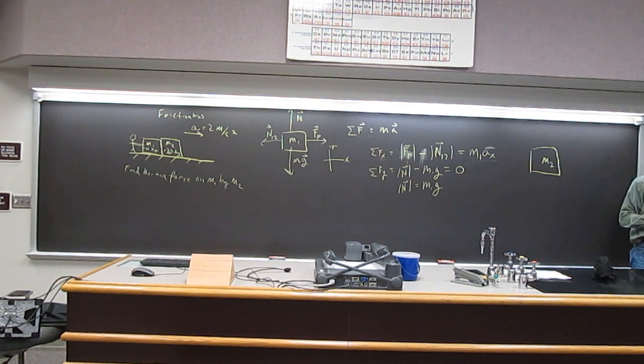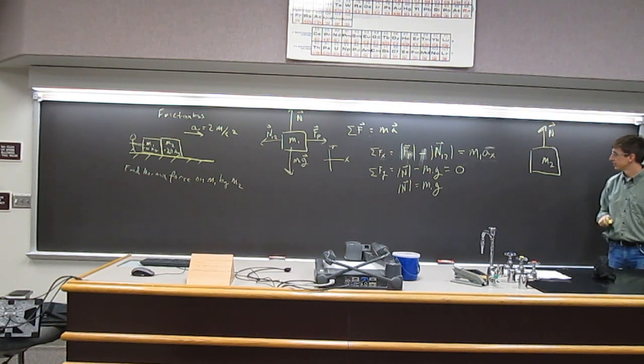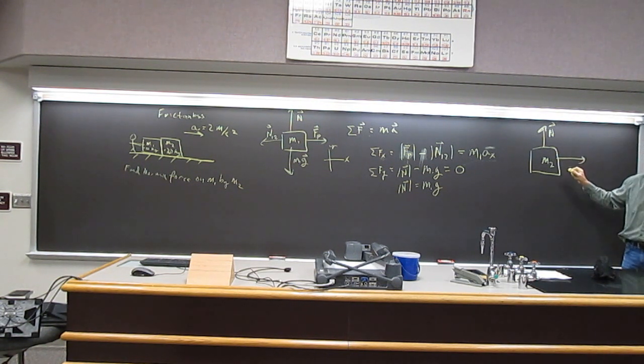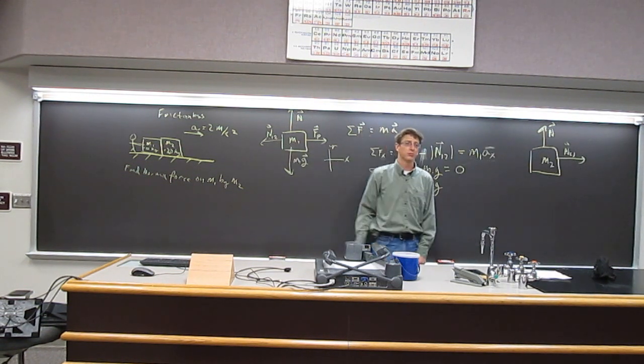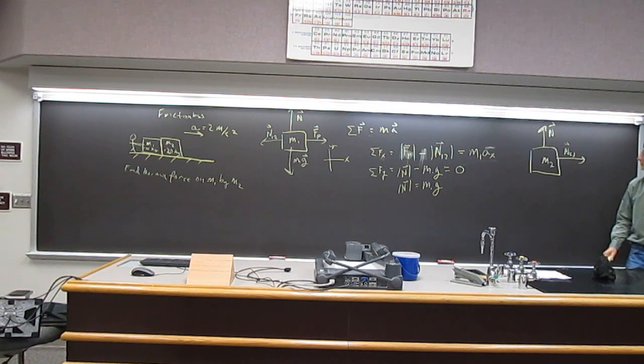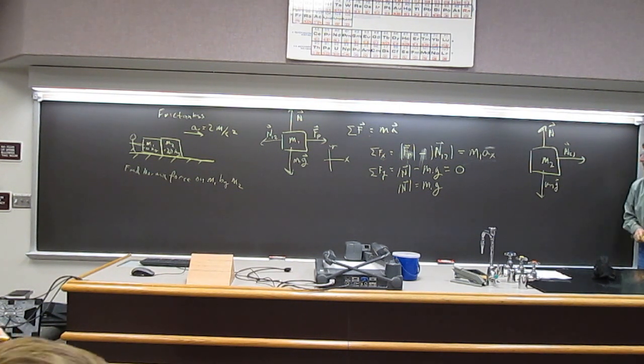So if I do that for mass 2, what forces do I have on mass 2? Normal force going up. Normal force going up, fine. Force on 2 by 1. That way? Yes. All right, normal force on 2 by 1, right? So this force and this force will be third law pairs. Anything else? M2g down. Good.